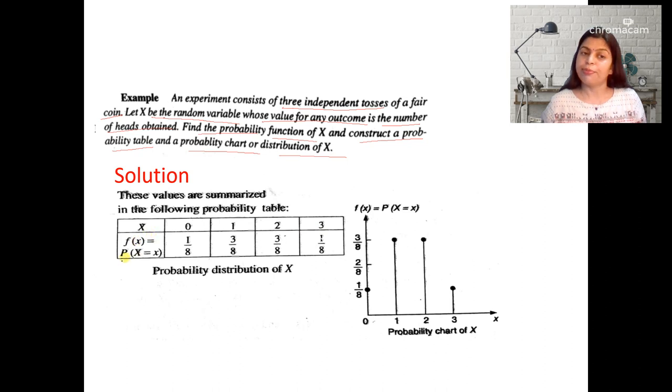And the probability function of x you can directly calculate by taking a sample space. I expect that you will be able to find the probabilities of getting no head, 1 head, 2 heads, and 3 heads when we are tossing a coin thrice. Likewise, this would be a distribution, and if you plot the chart, you can see you are getting points. That is why it is also called the point probability function, because it gives us points only, and this is the probability chart for this random variable x. I hope now this has been cleared.